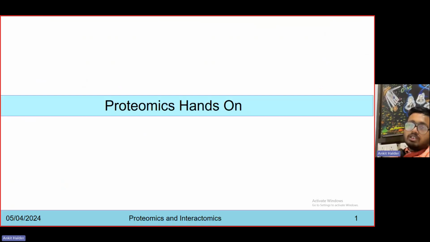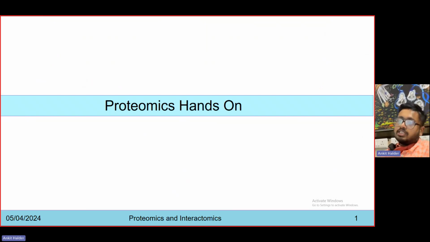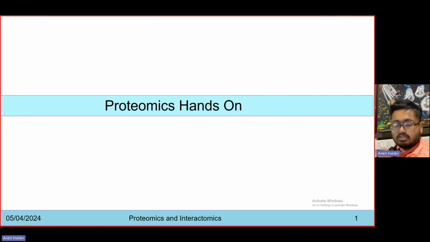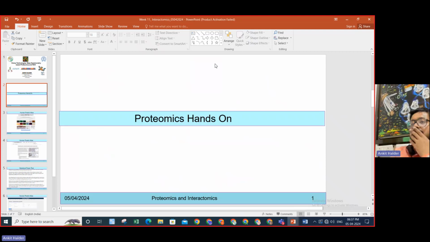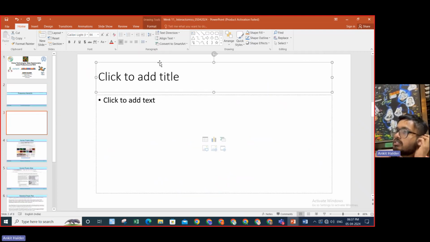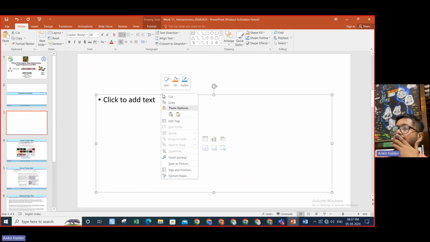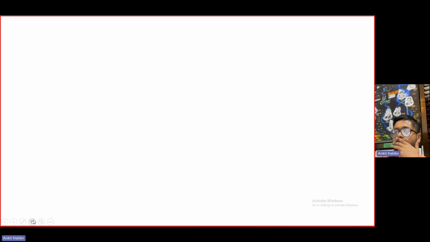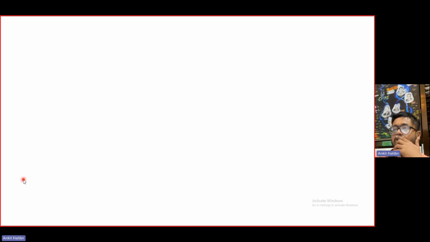So today we will be looking first at proteomics data analysis, a primary data analysis hands-on, for which I'll be sharing one file which you need to upload and start with. This concept we have read. I will just reiterate the concept and see how we will be using it in our data analysis, or primary analysis, for identification of the proteins.